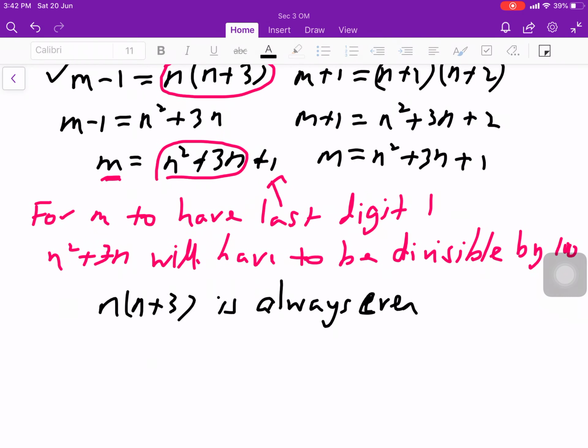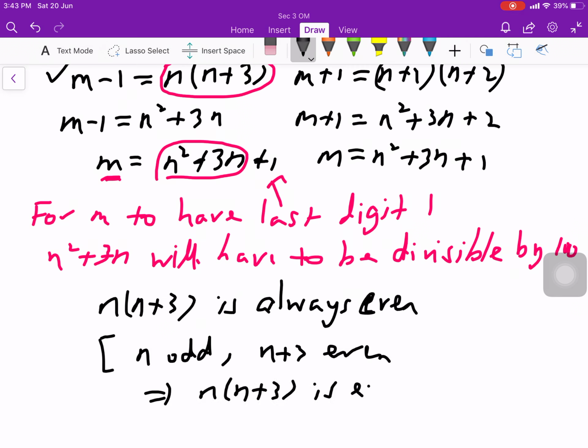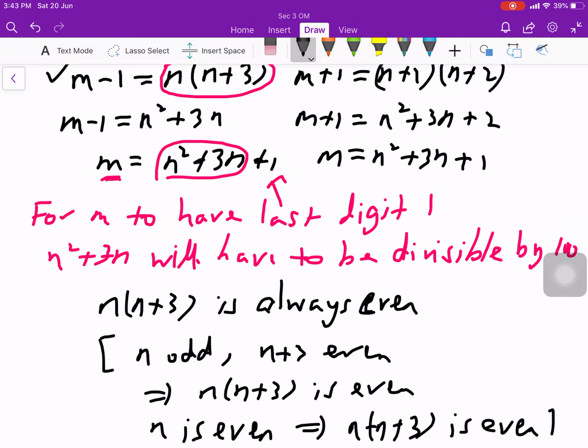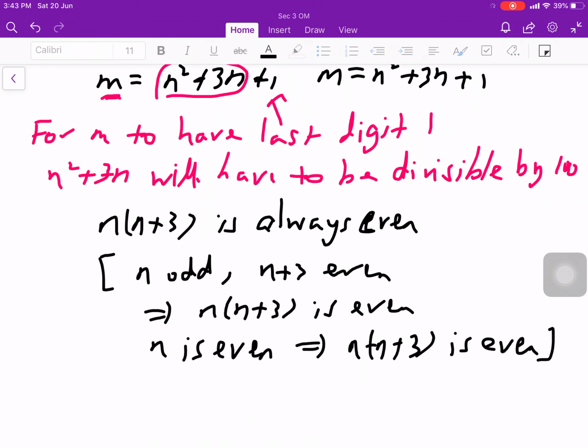Maybe in this case you can consider n odd, right? If n is odd, then n plus 3 would be even. Therefore, this implies n times n plus 3 is even. If n is even, this implies n times n plus 3 is even. You can do a quick check yourself, a very simple one. Now we know that n times n plus 3 is even.